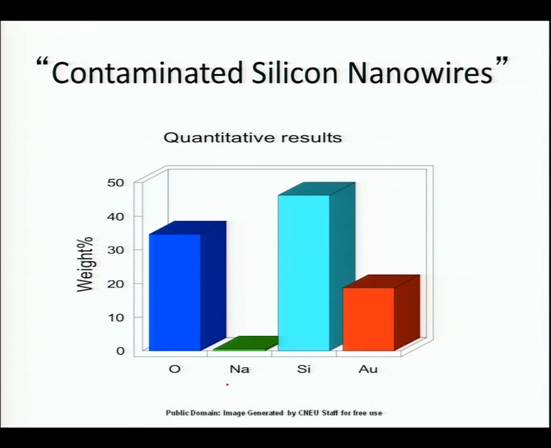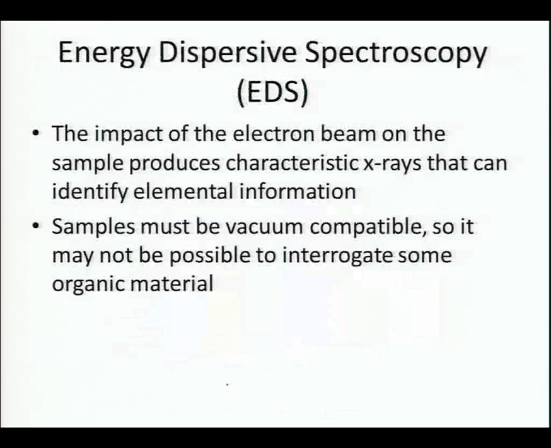And you can also, in the software, go to some quantitative results and look at them as a scale. So we can look at the percentage weight, what was occurring on that system. So EDS, again, the impact of electron beams on the sample produces characteristic X-rays that can identify elemental information.